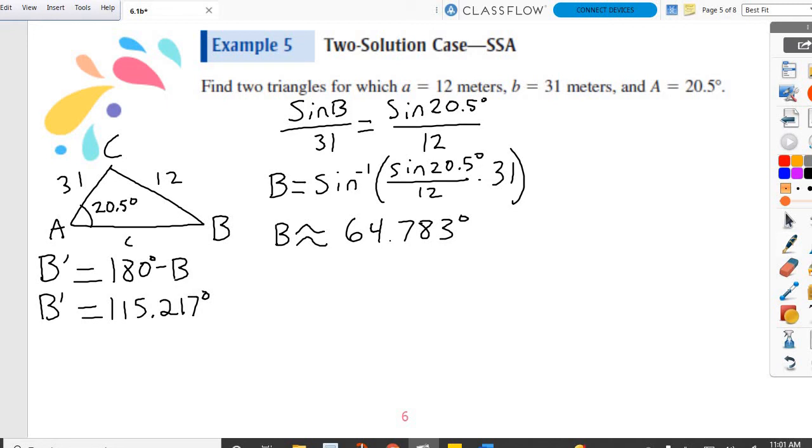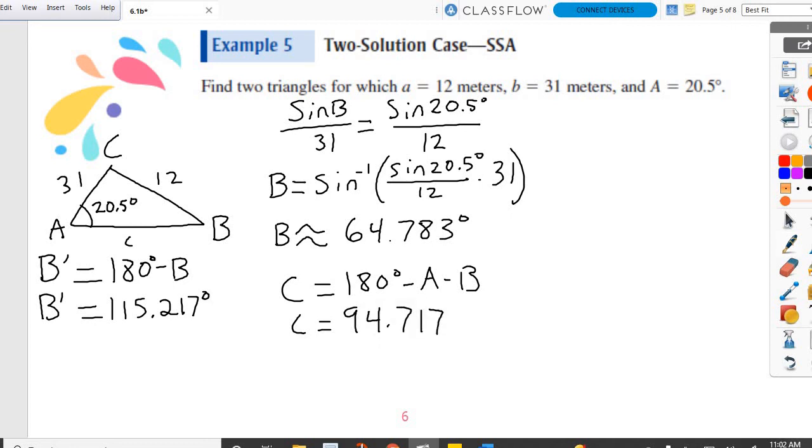Okay, so from there, once I have B, what can we find next? Before that, we want to find C. So we have big C equals 180 degrees minus A minus B gives us what? 94.717.